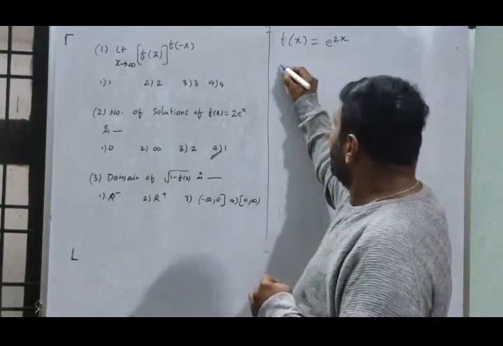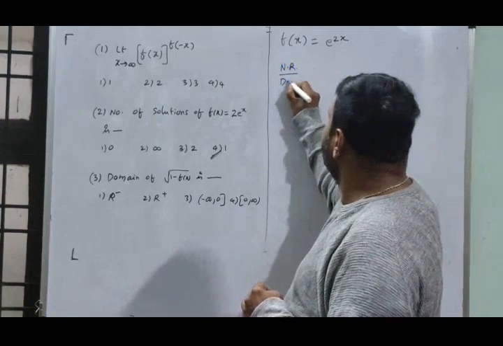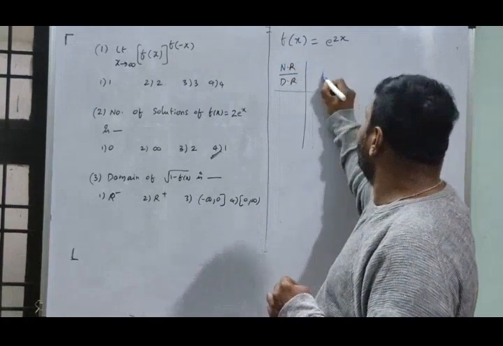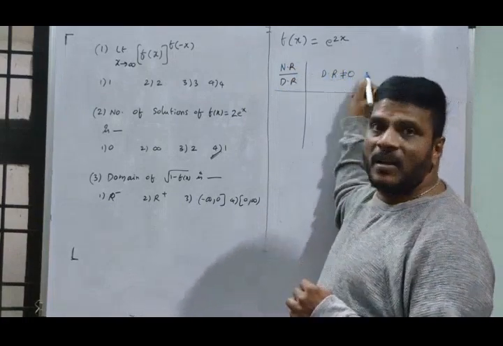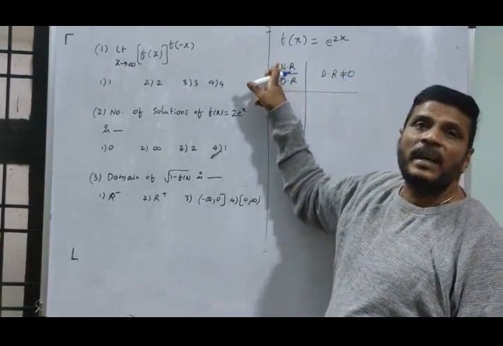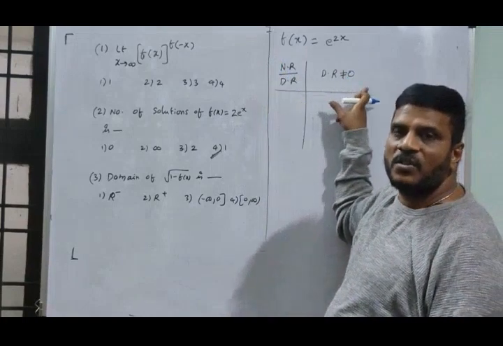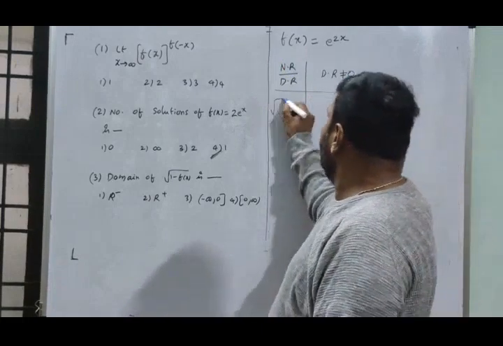So the first one is numerator by denominator. If our function is of the form numerator by denominator, then you have to apply the condition that denominator is not equal to 0 to find out the domain of the function. Next, square root of a term.